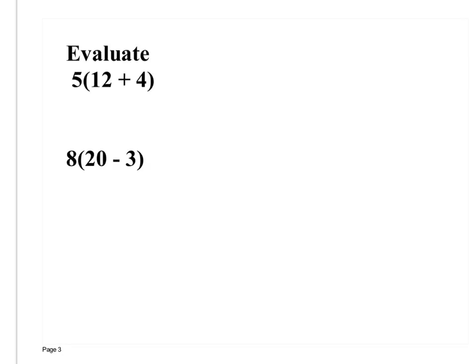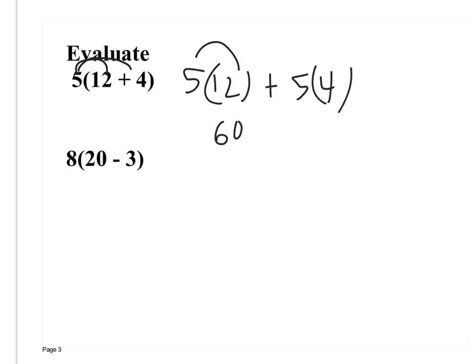Evaluate 5 times 12 plus 4. So I take 5 times 12 and I do 5 times 4. And I add those two. So I rewrite it with an equivalent expression: 5 times 12 plus 5 times 4. Now I can work it out. 5 times 12 is 60. 5 times 4 is 20. That gives me 80. For you, you got 80. Good job. Thank you.